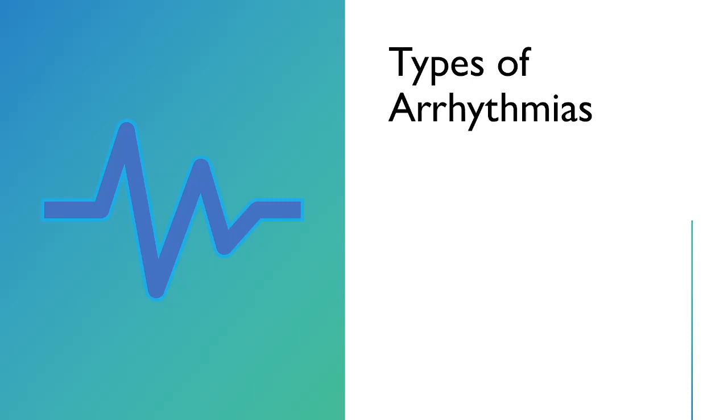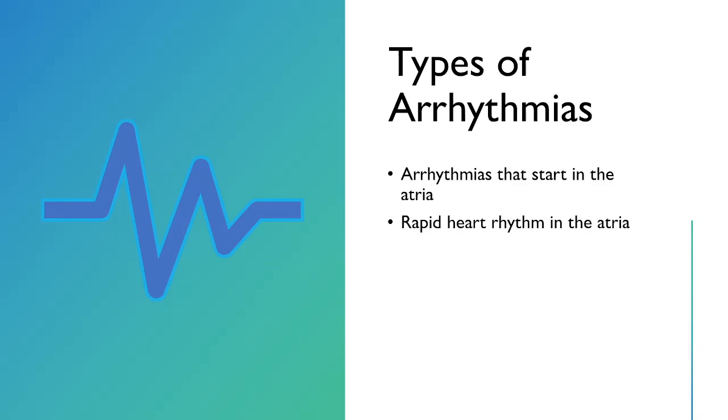The types of arrhythmia, and so how you identify arrhythmia, can be done by detecting where they originate in the heart and whether they cause the heart to beat slow or fast. Arrhythmias that start in the atria are called atrial or supraventricular arrhythmias, and supraventricular means above the ventricles. Then we have rapid heart rhythms originating in the atria, including atrial fibrillation, atrial flutter, and supraventricular tachycardia.